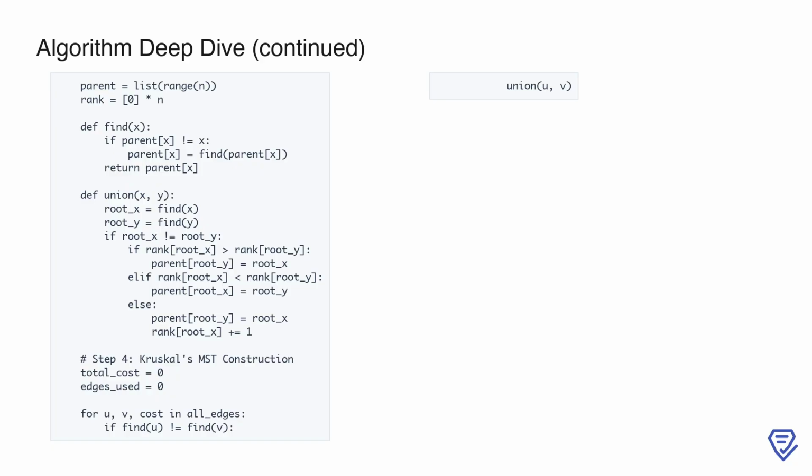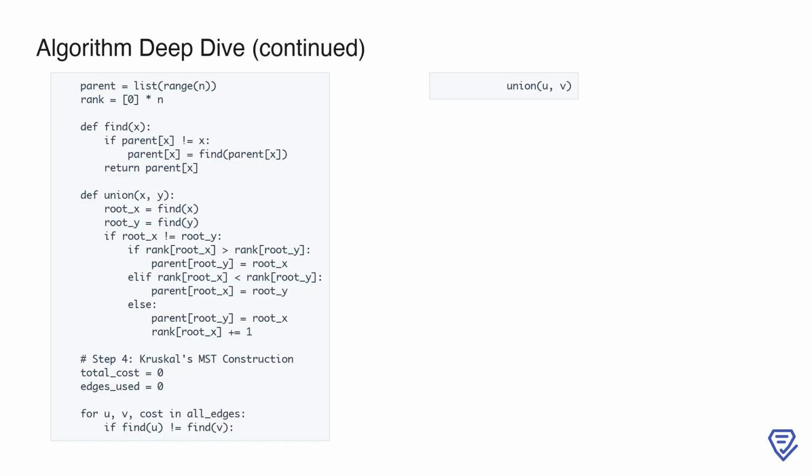With these functions in place, we proceed to construct the minimum spanning tree. Starting with total_cost set to 0 and edges_use set to 0, we iterate through the sorted list of edges. For each edge, we check if the nodes it connects belong to the same component using the find operation.